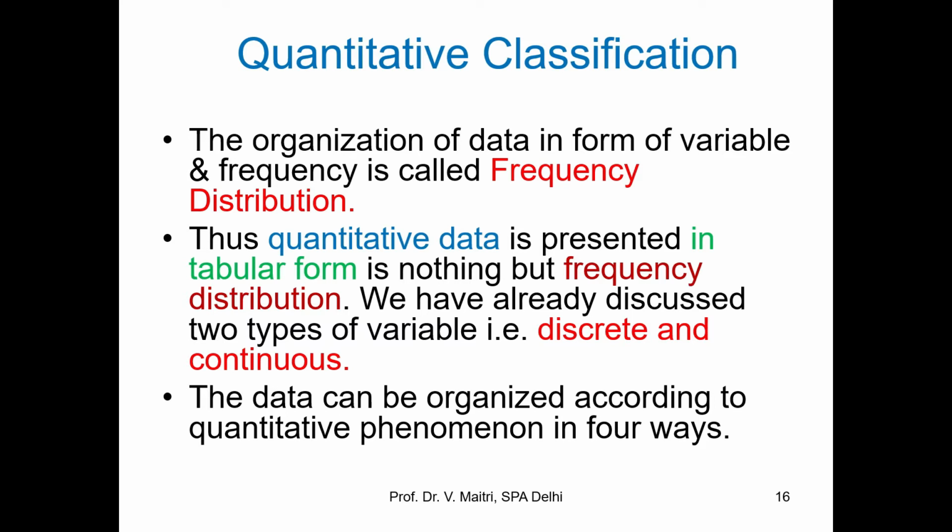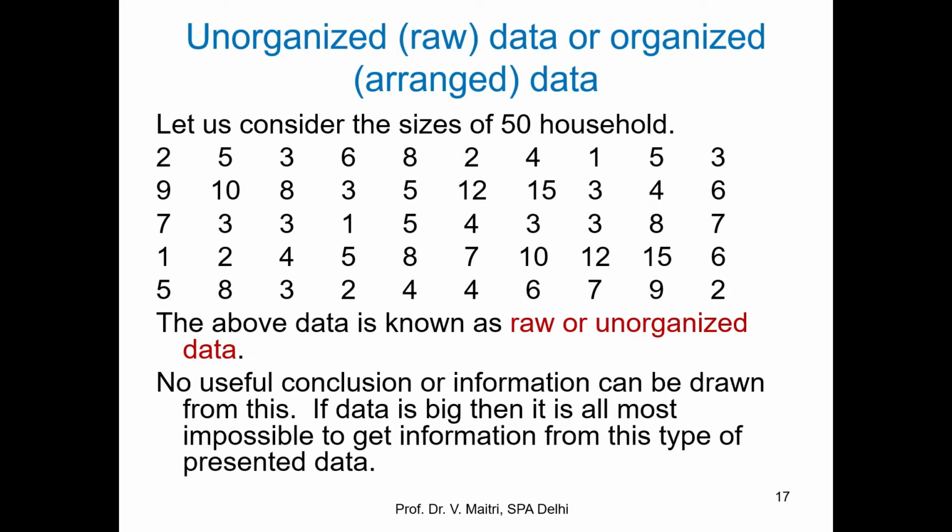So quantitative data, when we present it in tabular format, we can also call a frequency distribution. You know that variables are of two types, discrete variable and continuous variable, so accordingly we can also divide it that way. There are different ways of presenting this quantitative data. First of all is unorganized data or organized data.